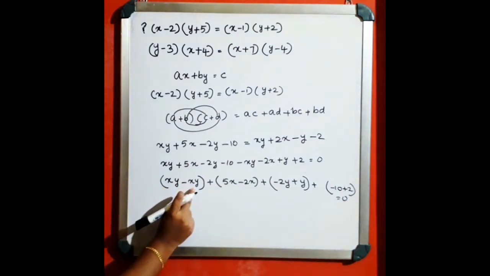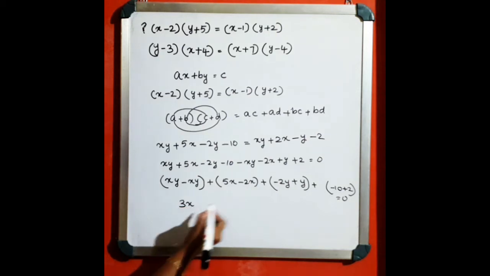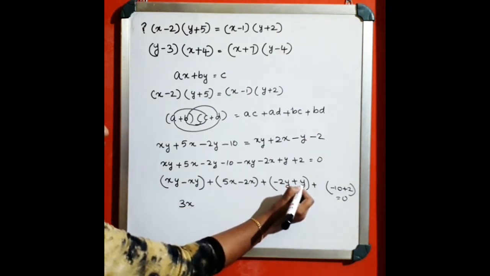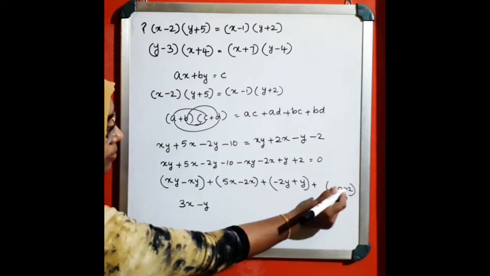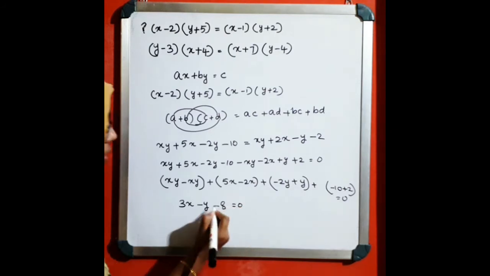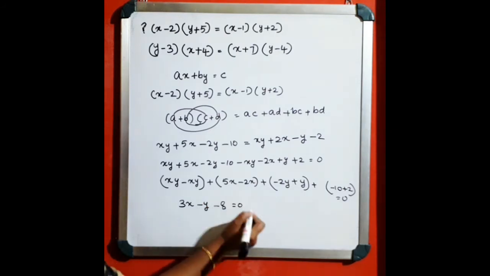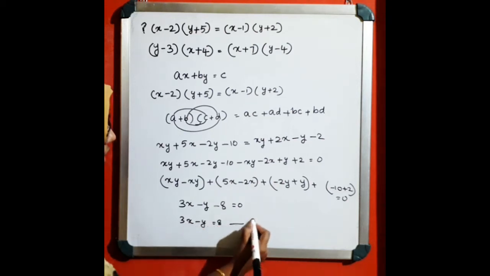xy minus xy is 0. 5x minus 2x is 3x. Minus 2y plus y is minus y. Minus 10 plus 2 is minus 8 equal to 0. And take the minus 8 to the right side. It becomes 3x minus y is equal to 8. This is equation 1.